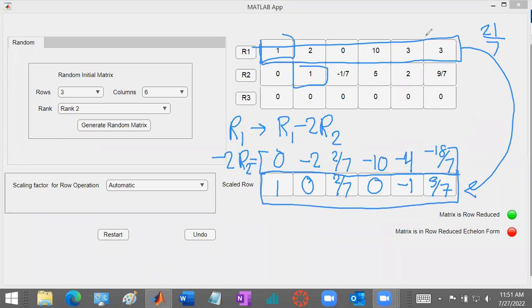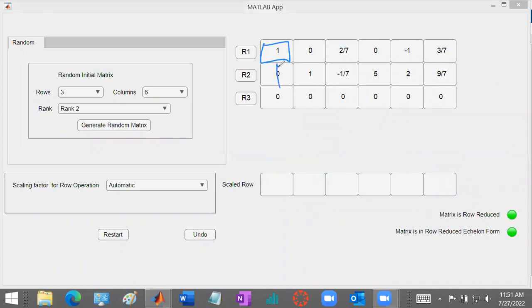So let's do that. We'll use this 1 here to get rid of the 2. So 0, 1, 2/7, 0, -1, 3/7. Now we have our pivot here with zeros, and our pivot here with zeros in the rest of the column. We have our row of zeros down here, and there are no more pivots. So we would look for pivots in this bottom part of the matrix. There's no non-zero entry that we can turn into a 1, so we're basically done. And that's why this says that we're in row reduced echelon form.